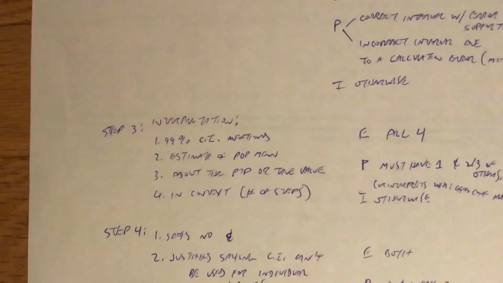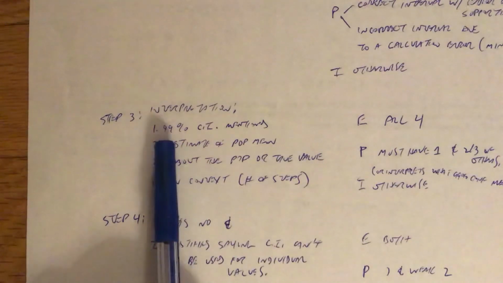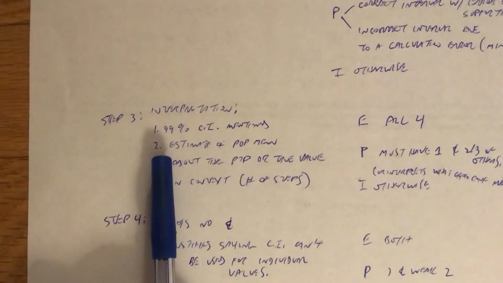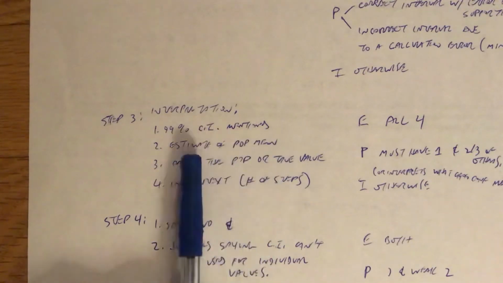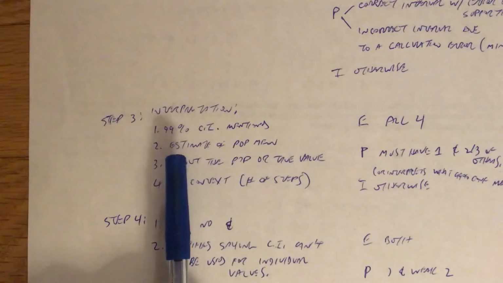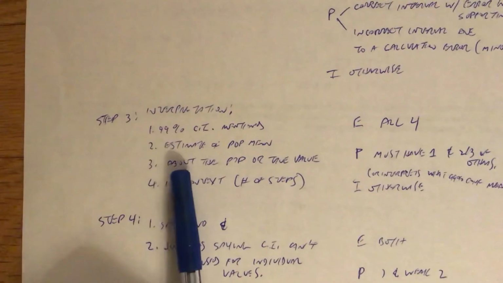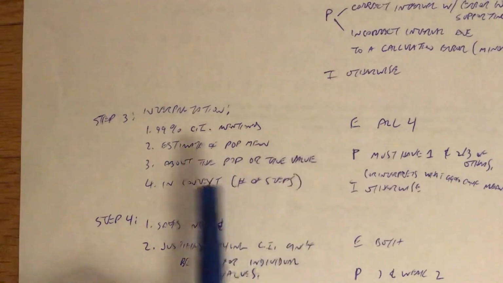Step 3 is the interpretation of the confidence interval, and they want 4 things from this interpretation. You need to mention something about it being 99% confidence. You need to have something about being an estimate of the population mean. So why are you creating this? Because it's estimating the average number of the entire population. That's somehow about the population value or true value.